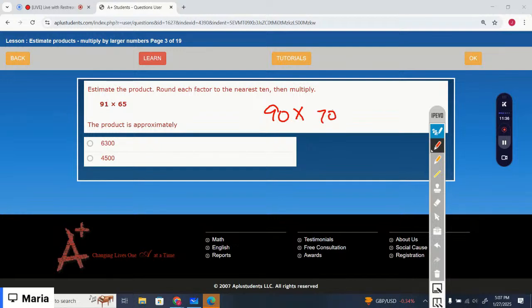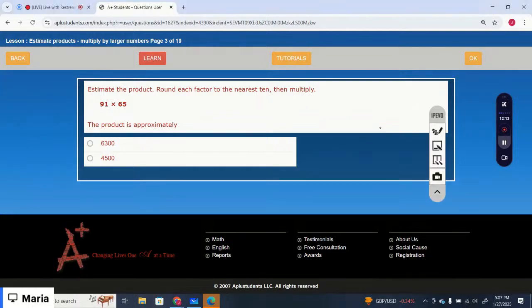So 9 times 7 is 63, so that is 6300. So option number 1 is the correct option.